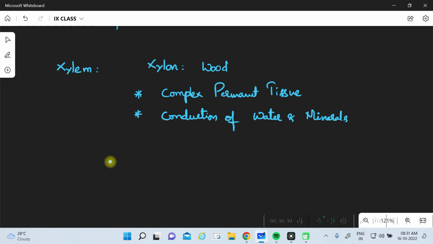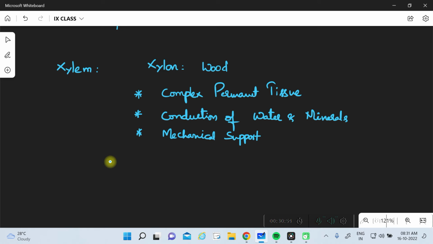Now, if you look into the other properties, xylem also provides mechanical support. Along with the above functions, it also provides the plant mechanical support.